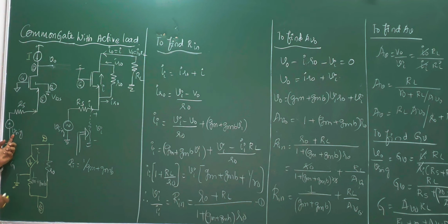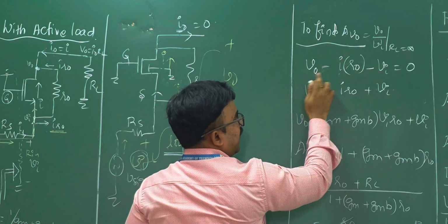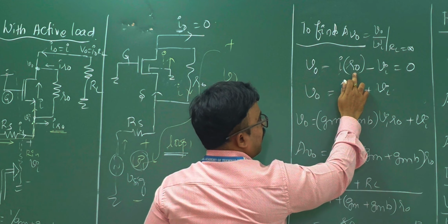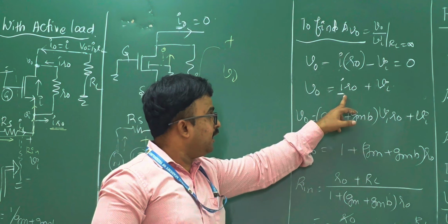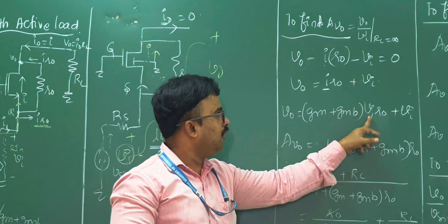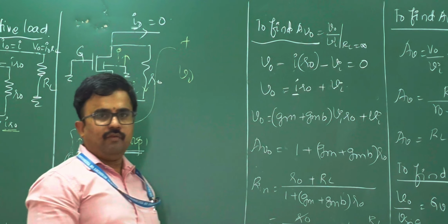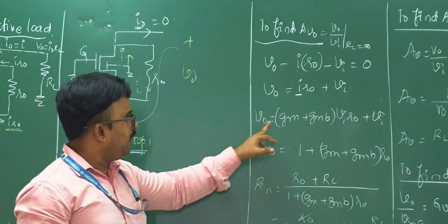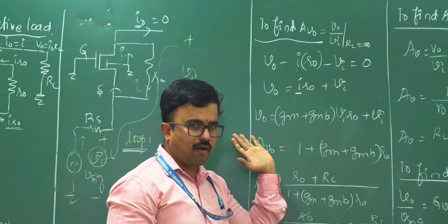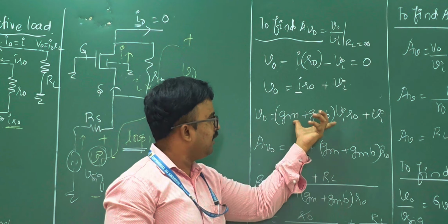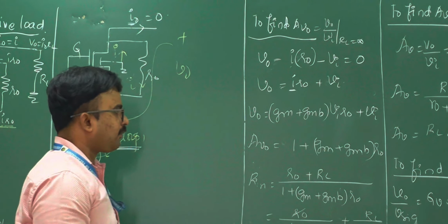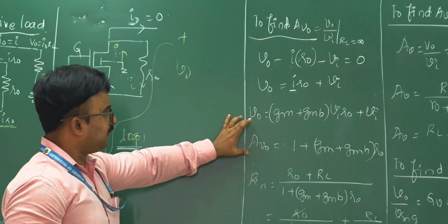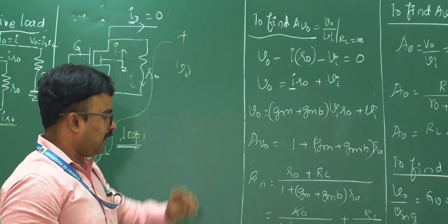So this is a KVL equation. Now simplify this. Take the terms minus I R0 minus Vi towards the right hand side, and we know the equation for I is nothing but (gm plus gmb) into Vi, R0 plus Vi. And finally, for V out, take Vi common on the right hand side and move it towards the left side, that is nothing but AV0. AV0 can be written as 1 plus (gm plus gmb) into R0, over 1 plus gm plus gmb. This is the voltage gain when RL is not there.